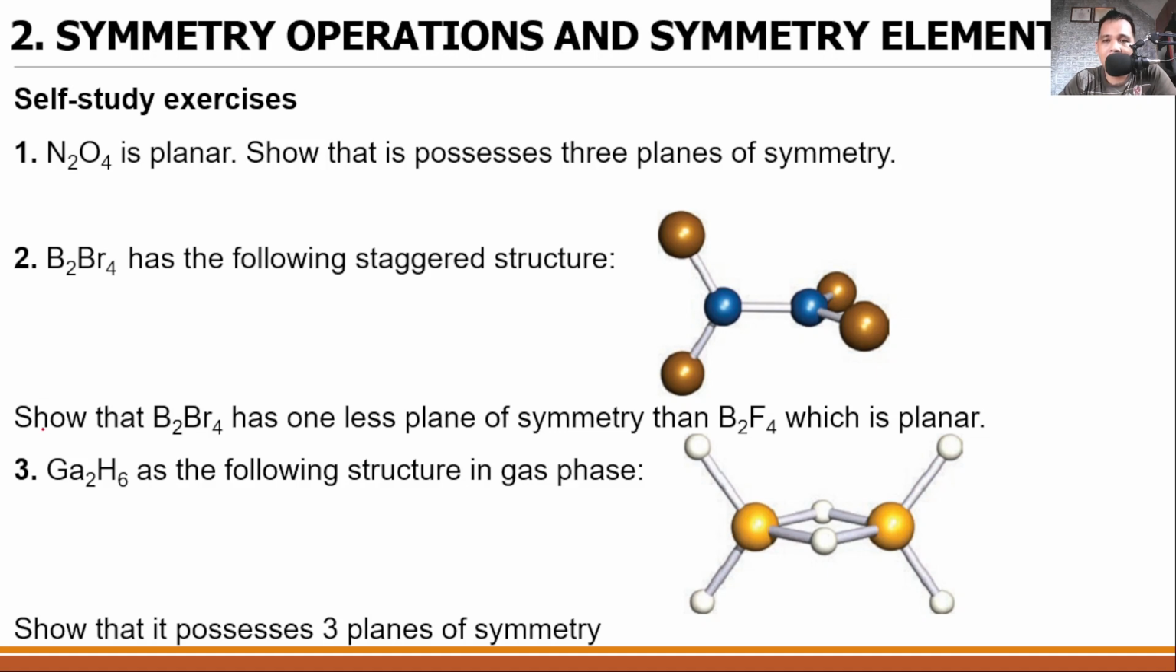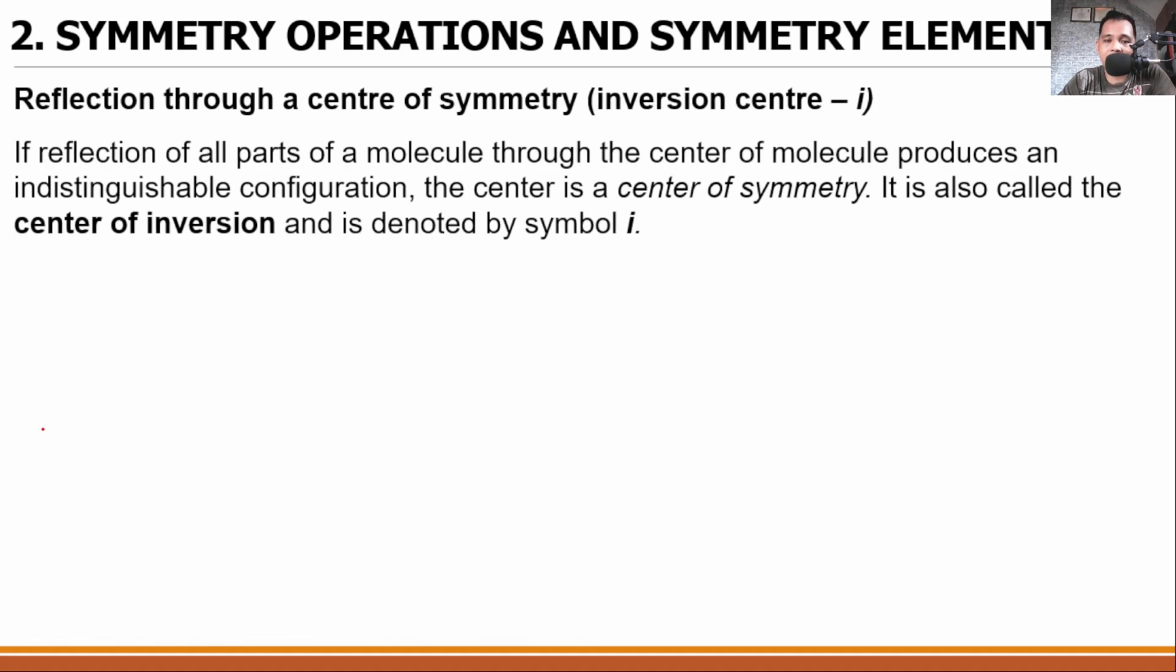Okay. The third symmetry element is the inversion center, I. The working definition is: if the reflection of all parts of the molecule through the center of the molecule produces an indistinguishable configuration, then the center is the center of symmetry. It's called the center of inversion, denoted by the symbol I.